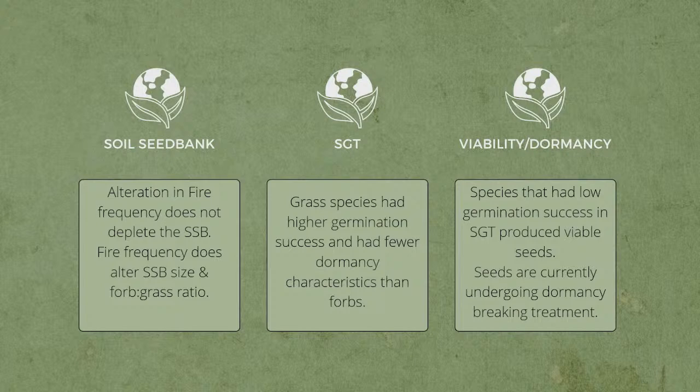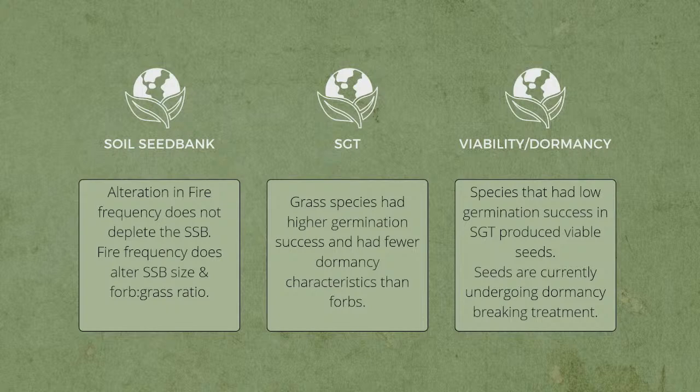In contrast, in the triennial fire frequency, we found that the soil seed bank size is smaller, but it is much more diverse, and also the forb to grass ratio is much more even. In the annual fire frequency, we found that the soil seed bank size is quite small, and it's also not very diverse.